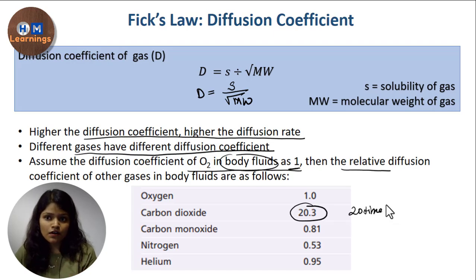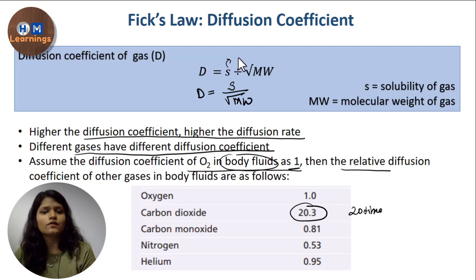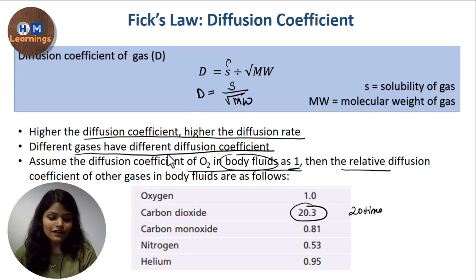If you remember, we also talked about the solubility coefficient. The solubility coefficient depends upon how the solute interacts with the solvent. Here the solute is your gas and the solvent is your barrier. Oxygen interacts less with the barrier as compared to carbon dioxide. As a result, the solubility of carbon dioxide in that barrier is more than the oxygen solubility in the same barrier, and so carbon dioxide is more diffusible than oxygen across the same barrier.